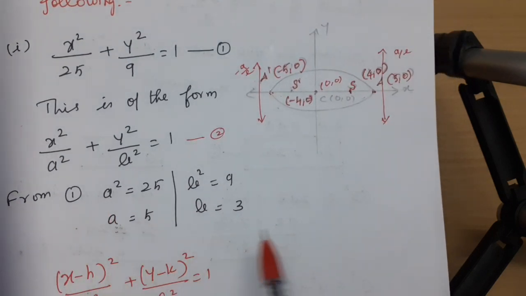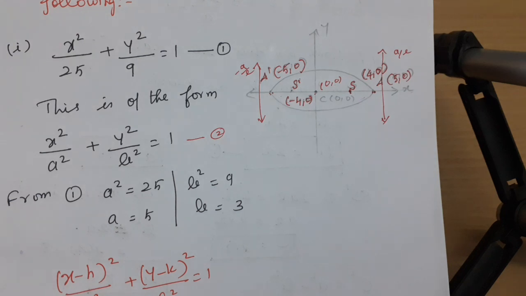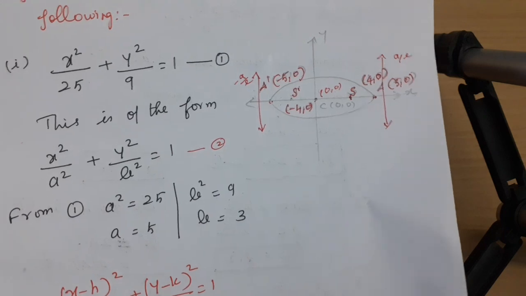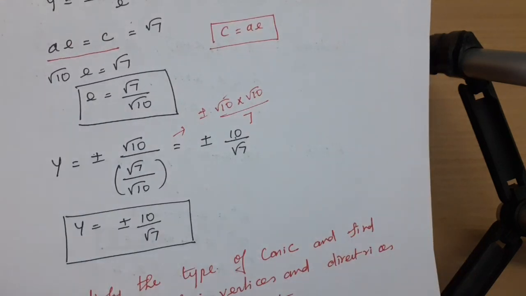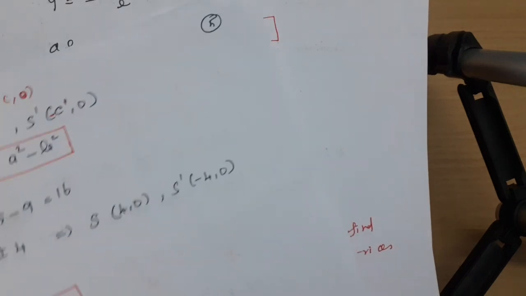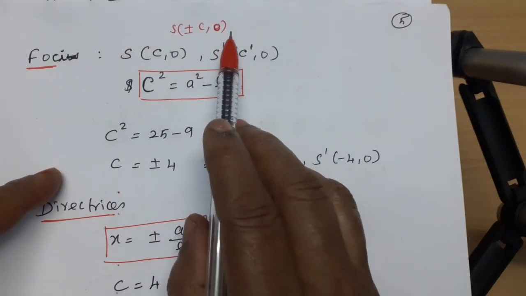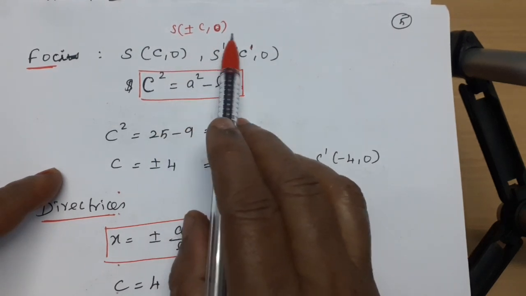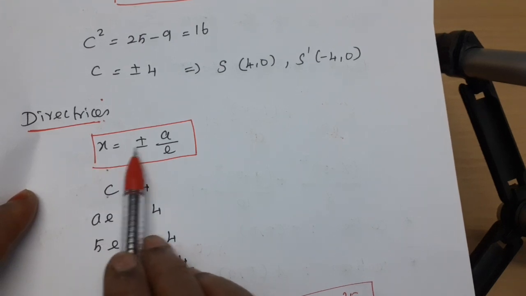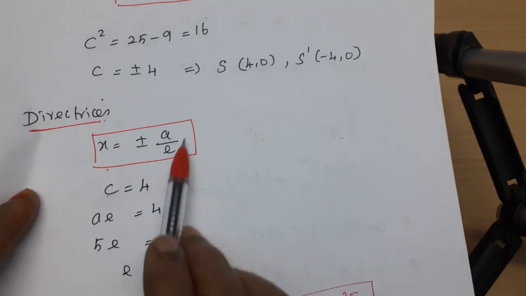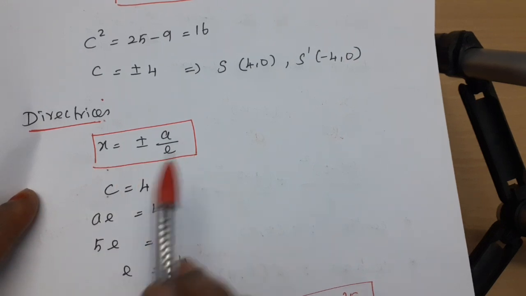Usually you find the a value and b value. The center is 0, 0. For the x axis, the vertices are plus or minus a, 0. For the y axis, 0, plus or minus a. Similarly for the foci: for the x axis, plus or minus c, 0. For the y axis, 0, plus or minus c. That's all. The directrices: with the major axis along the x axis, x is equal to plus or minus a by e. Suppose the major axis is along the y axis, then y equal to plus or minus a by e.